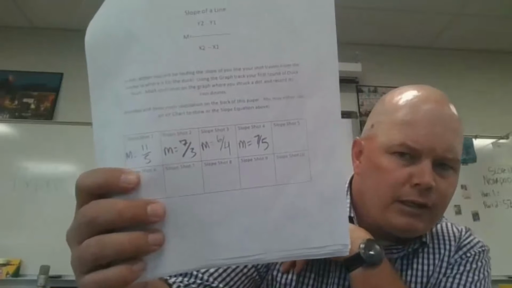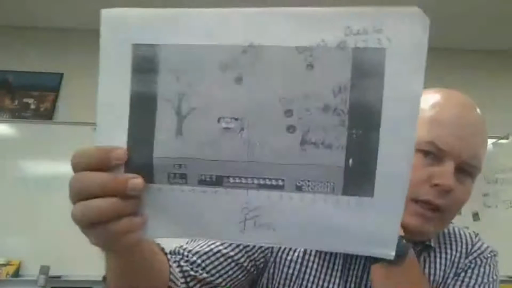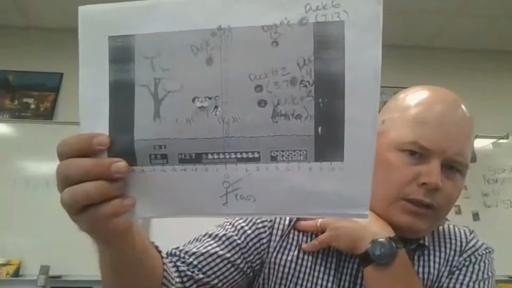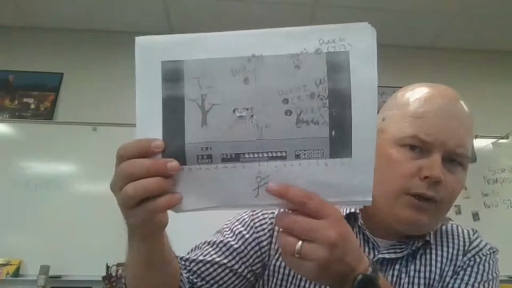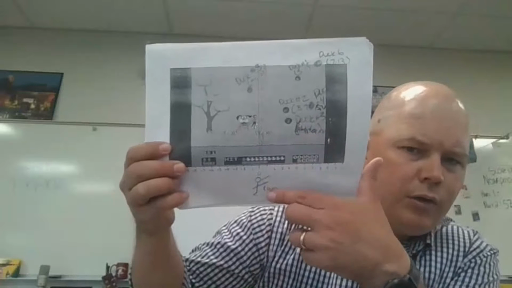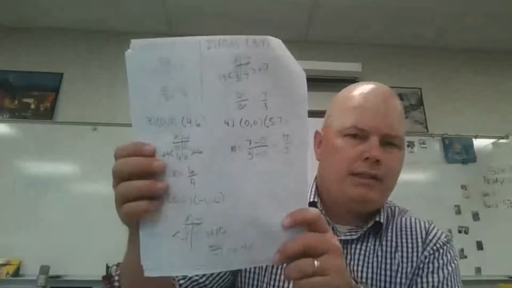Yours should be completely filled in at this point with your slopes. And again, you got the slopes from this graph where you got your initial ducks in the game of Duck Hunt with your hunter at 0, 0. So every shot, if this was shot 1, you would take your coordinates from shot 1 and your coordinates from where you shot from, and that's where you're finding those slopes that you would do on the back side of that paper.